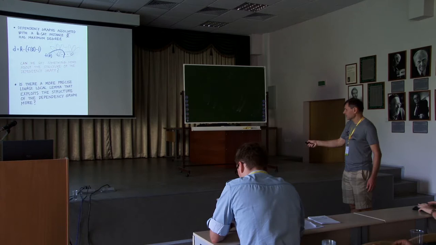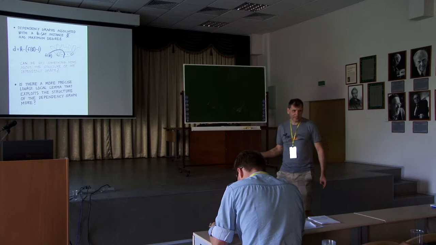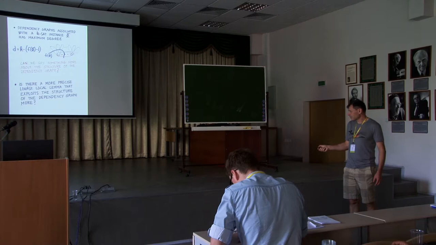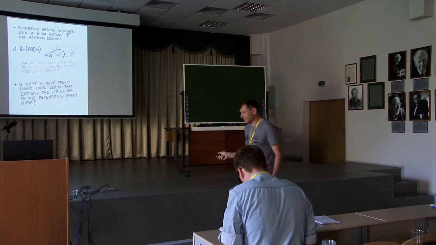But can it look locally like a tree of degree d? So that's one question: can we say something about the structure of the dependency graph? And the other question is, is there a more precise Lovasz local lemma that exploits the structure of the dependency graph more? Of course, as a matter of fact, both questions are answered. And yet, of course, the project is still not completed.